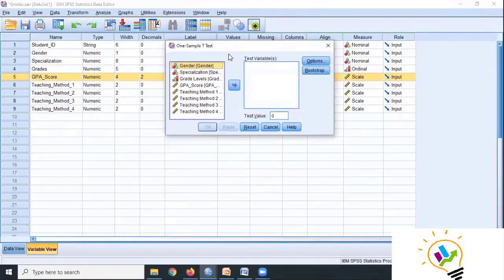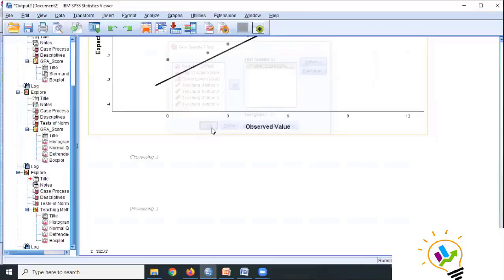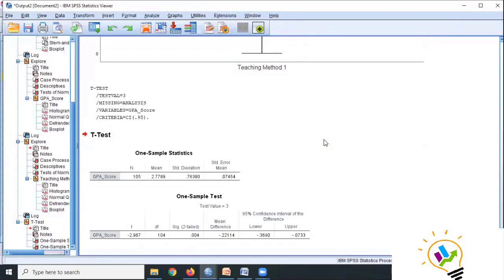Here I'm trying to check the one sample t-test with an assumption that for this GPA score, the test value is 3. I don't know what the true value is. I have not checked it, but I am simply saying the test value is 3 and I am making a null hypothesis: there is no significant difference between the true mean and the test value, at alpha equal to 0.05.